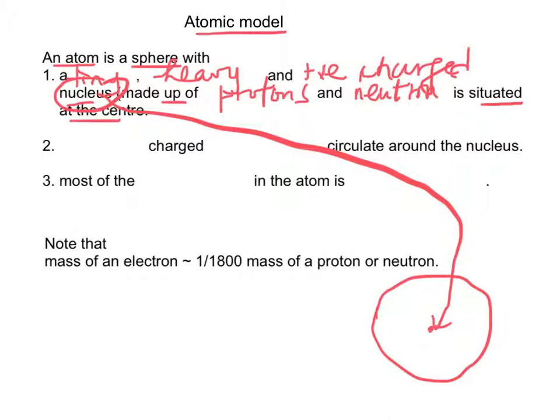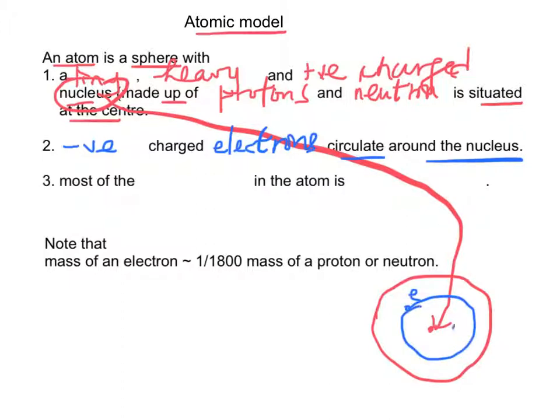Also, the negatively charged electrons are circulating around the nucleus. Also, most of the space in the atom is empty.